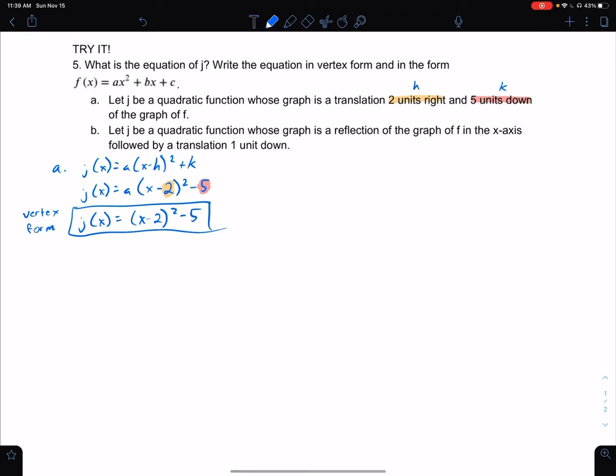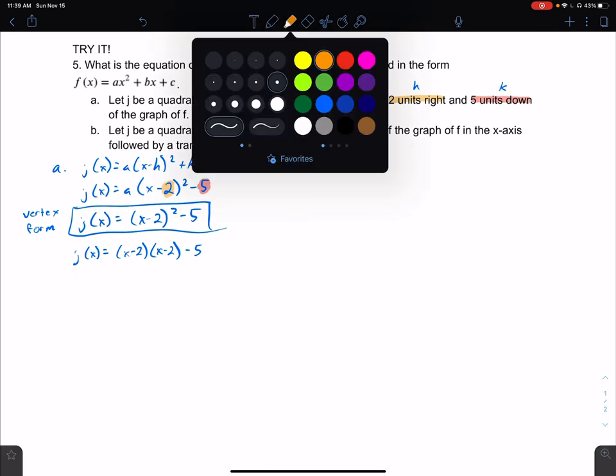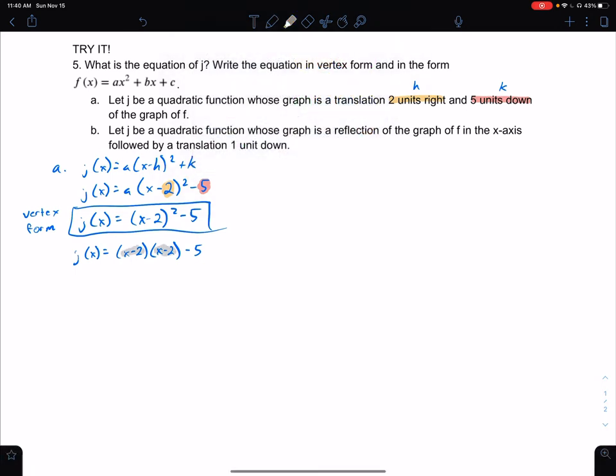And now we need to convert this to f of x is equal to ax squared plus bx plus c. So to do that, we're going to write the x minus 2 squared as x minus 2 times x minus 2. You'll then distribute those. So we're going to get x squared minus 2x plus 4 minus 5. Combine your like terms, and then we get x squared minus 4x minus 1. So J of x will be equal to x squared minus 4x minus 1.